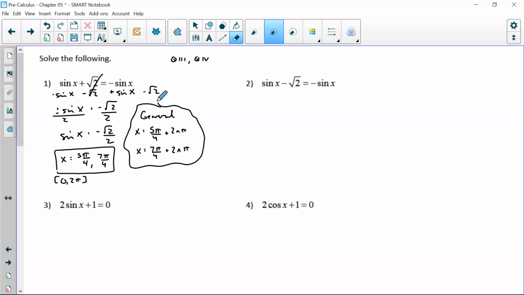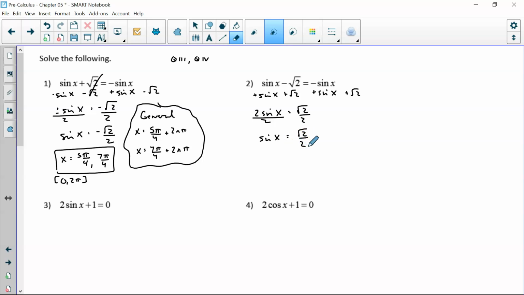All right, let's try another one. Problem number 2. Same thing, very similar. Add sine of x to both sides to isolate. I'm going to add root 2 to both sides. So I get 2 sine of x equals the square root of 2. Divide both sides by 2. The sine of x equals root 2 over 2.